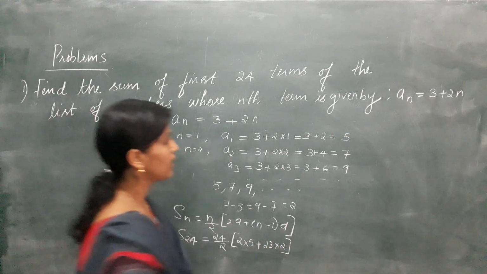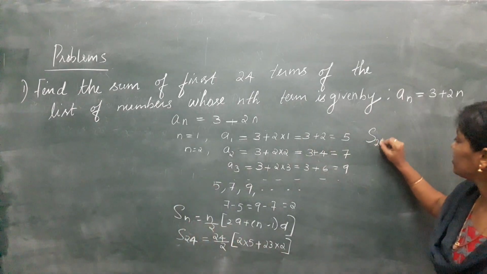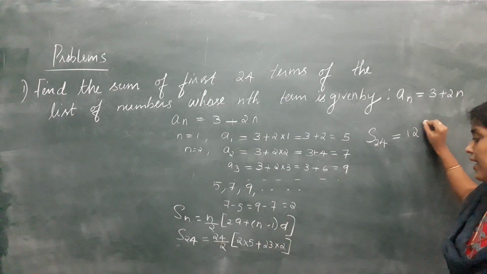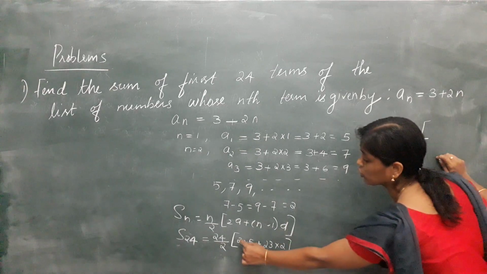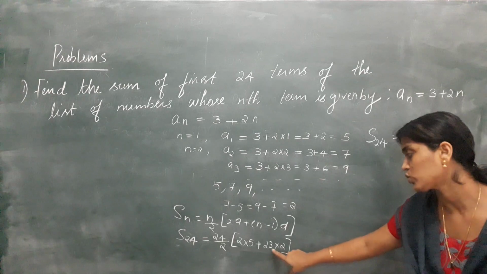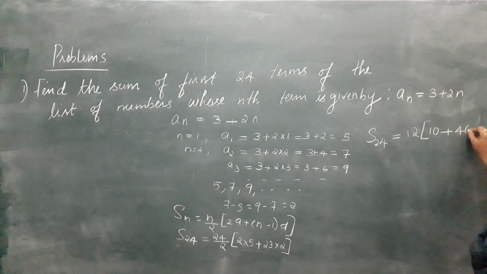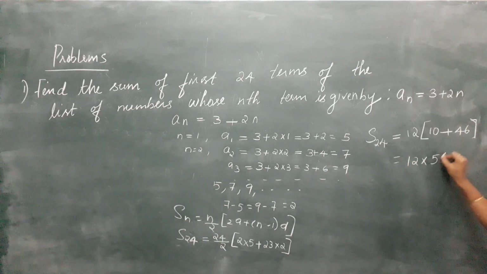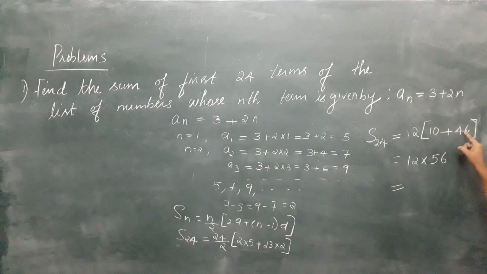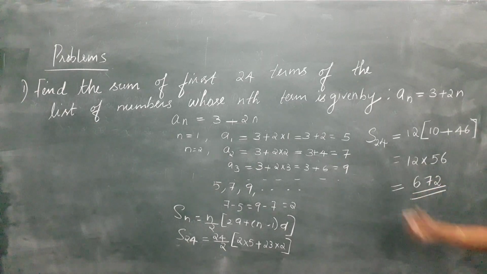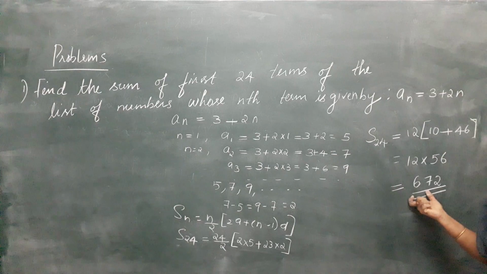So we get from here S24 is equal to 24 by 2 is 12. Again, doing the calculation inside the bracket, 2 into 5, 10. That is 10 plus 23 into 2, it is 46. So we get here 12 into 56, which is equal to 10 plus 46 is 56, which is equal to 672. So S24 is equal to 672.